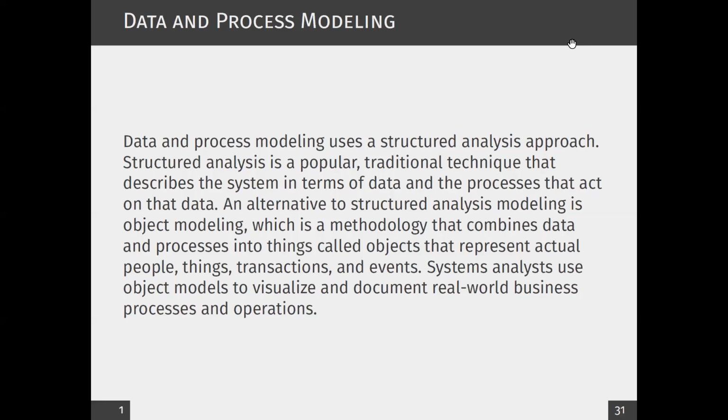Right. So under system analysis, data and process modeling tools, we used the structured analysis approach as a starting point where we can look at how data and what processes are involved. So the main technique we are going to discuss under this is called the data flow diagram, which I hope you have already done in one of your previous courses, right?